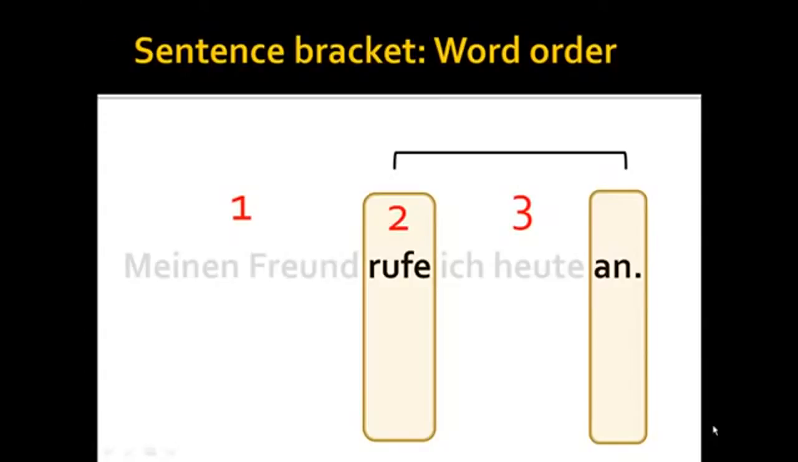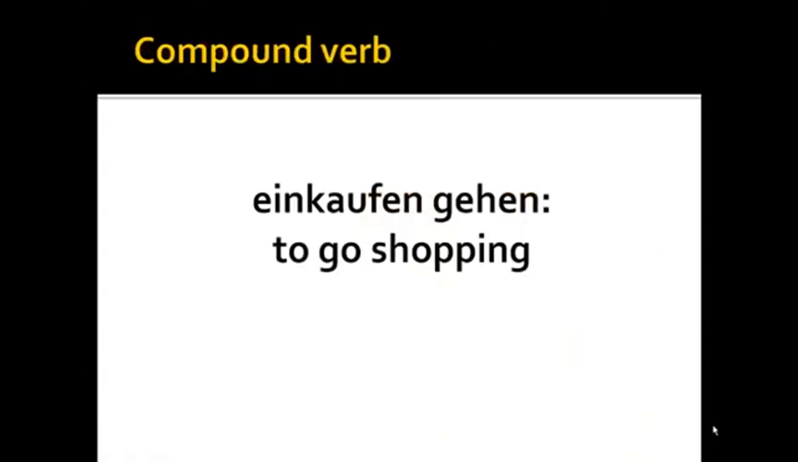order of the sentence. Now, finally, the last thing I want to look at is something in German that they call a compound verb. So, for instance, einkaufen gehen. We have two verbs: einkaufen, to shop; gehen, to go. Now, in English, you'll see there we have to go shopping.